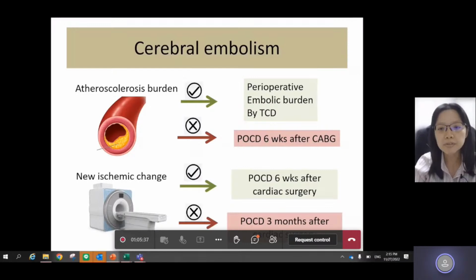However, 3 months after the cardiac surgery, the POCD incidence returns to normal, even if there is a new ischemic change immediately after the surgery. So we know our brain has some preservations. The anatomical lesions, the emboli, if it's not stuck in some important brain region, it may not reflect the clinical pathology, as we can see from these controversial results.